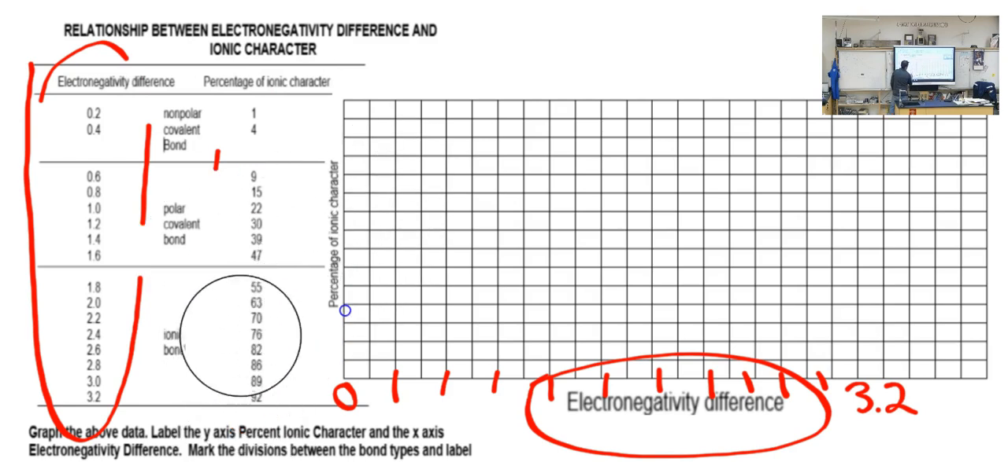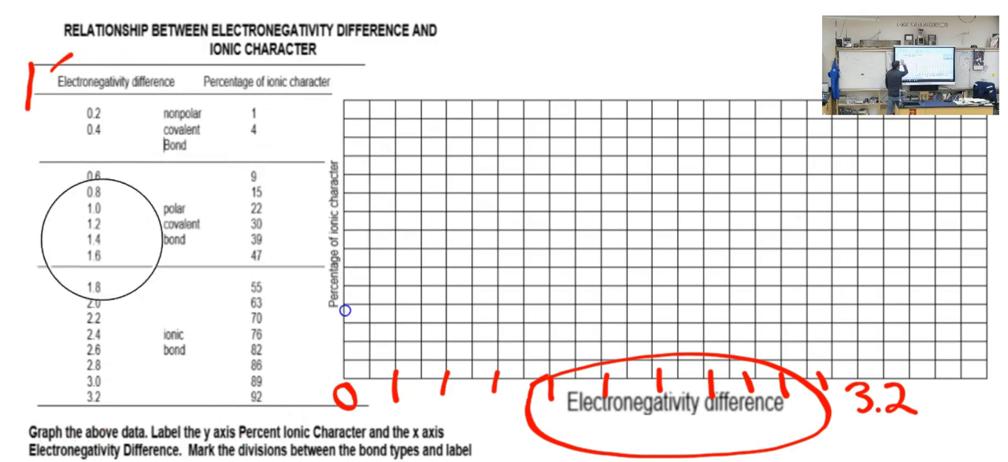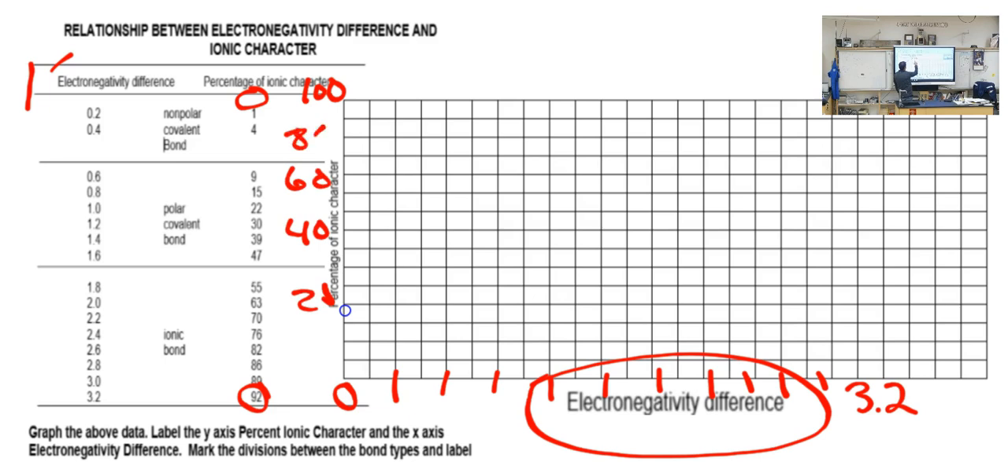And then on the side here, you have your percent ionic character, and it goes pretty much from 0 to 92. So 0, and then I'm going to put 100 up here. And then if you go by whatever, I'm just going to say 20, 40, 60, 80. I know those aren't equal, but whatever. So once you have that labeled, then you make the graph with these as your data points. So for this row, the difference is 0.2. So let's say that's like right here.